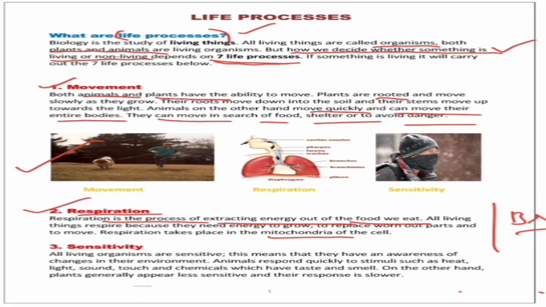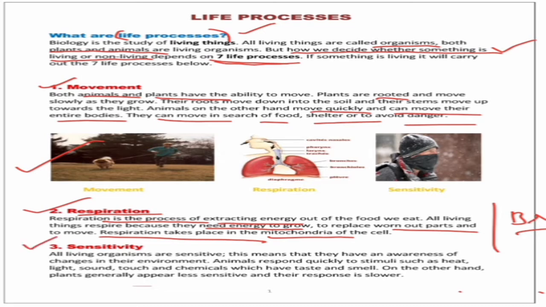So let's read this one. Respiration is the process of extracting energy out of the food we eat. All living things respire because they need energy to grow, to replace burnt-out parts of the body, and to move. And where does respiration take place? Respiration takes place in the mitochondria of the cell. That is the reason we say that mitochondria is the powerhouse of the cell. I hope you all know what mitochondria is, so I am not explaining it.